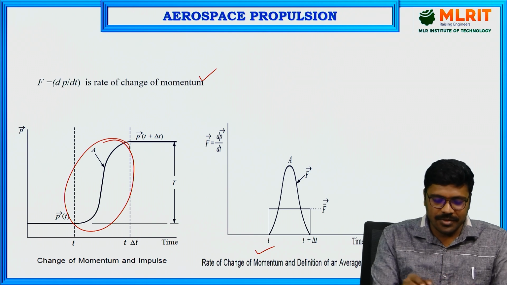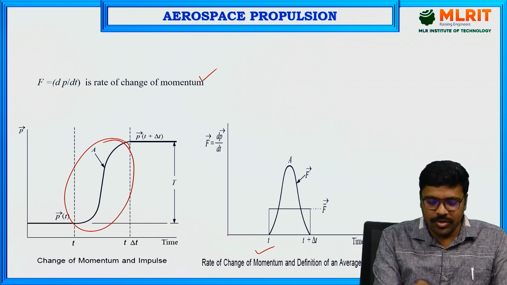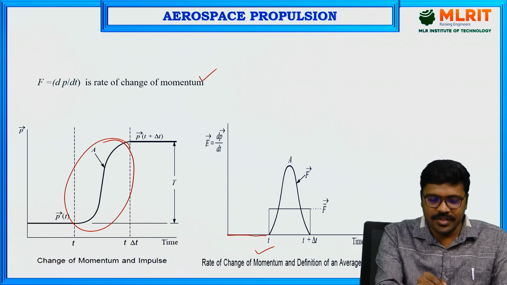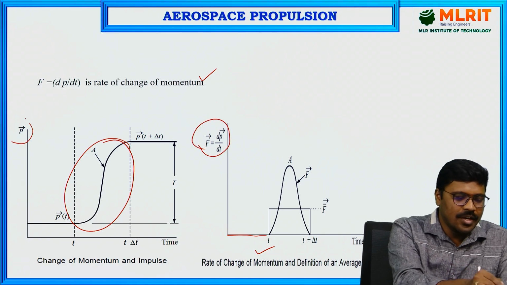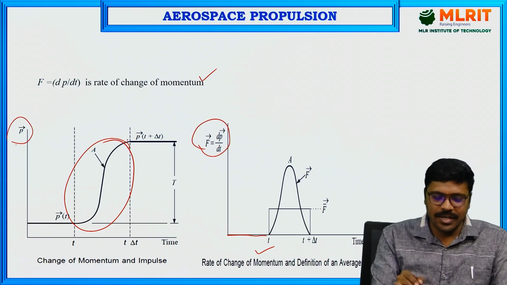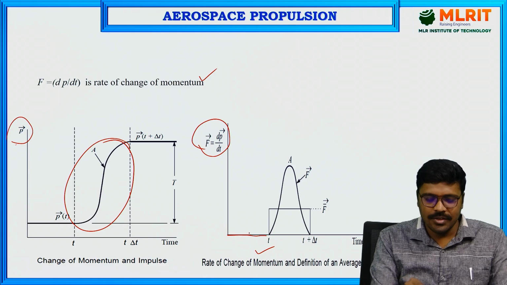Here you can observe that up to time t there is no external force applied. Okay, this is force, right? Here the momentum increases like this. Here you can see the force in the second graph. There is no external force, so it is 0. At time t, this is the force.